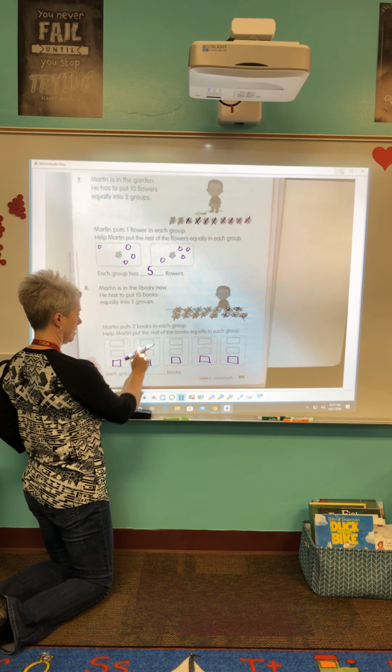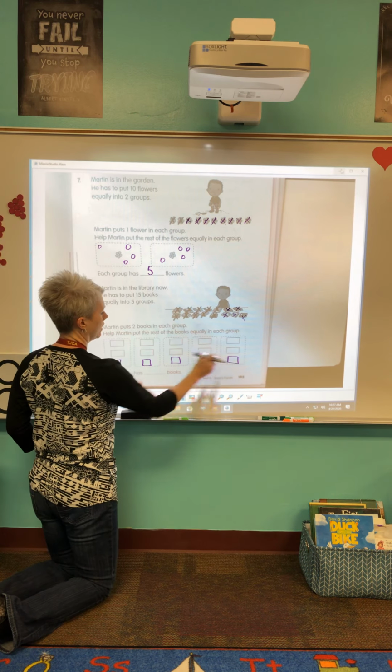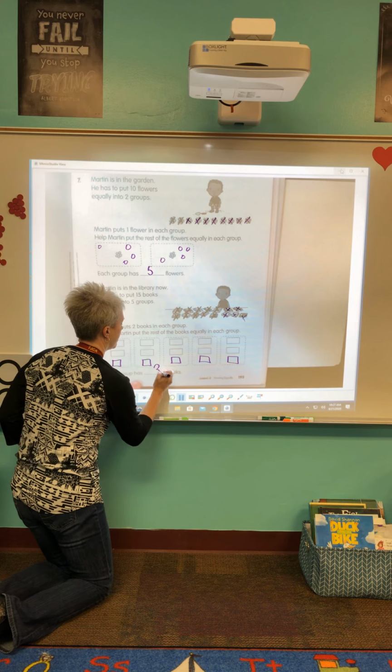1, 2, 3. 1, 2, 3. 1, 2, 3. 1, 2, 3. 1, 2, 3. Each group has 3 books.